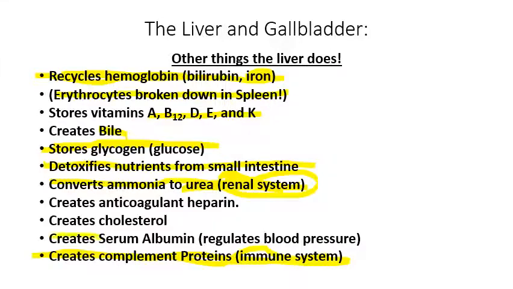The liver also creates the serum albumin that regulates blood pressure. The liver also creates a lot of cholesterol that is used to put into all of the cell membranes, the plasma membranes, to make them more rigid. And the liver also creates the anticoagulant protein heparin, which prevents blood clots from forming inside blood vessels as long as the blood vessels are nice and intact.